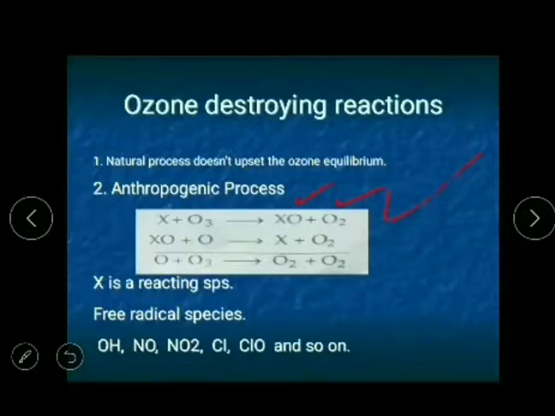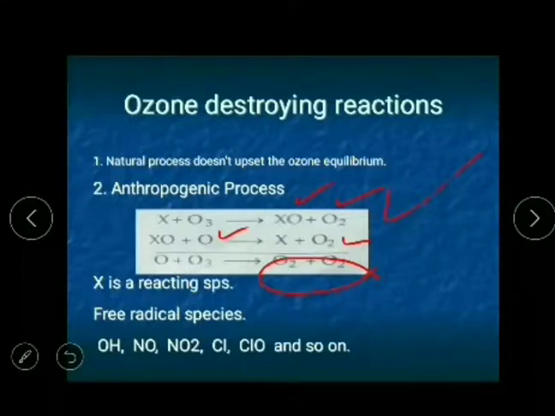So this ClO reacts with O, a single oxygen atom, it gives rise to O2 and gets separated from O. Then the net reaction is O plus O3, one oxygen atom plus ozone, it gives 2 molecules of oxygen. Okay, so here ozone gets destroyed, it is not formed. It leads to the formation of 2 oxygen molecules.